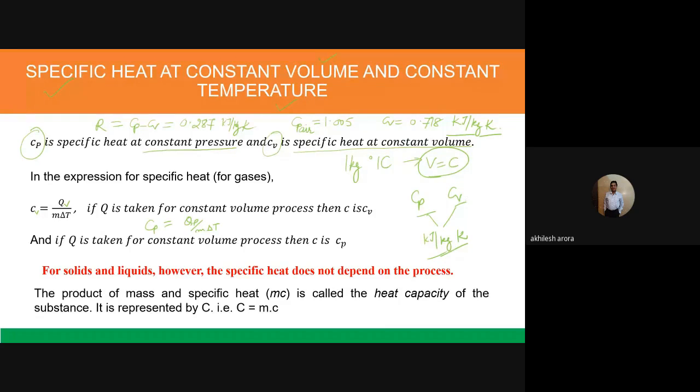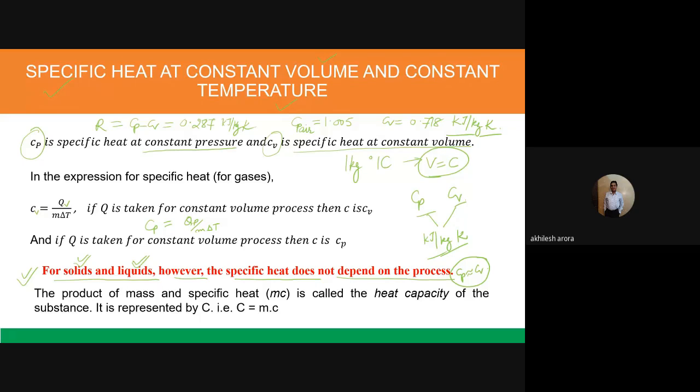Now this is very, very important for solids and liquids. However, the specific heat does not depend on the process. Okay, for solids and liquids, in that particular case, there is no effect of the pressure actually. So here we say that Cp and Cv are nearly the same. And if you see the values for water also for the specific heat, whether it's a constant pressure or a constant volume, you will find that the specific heat is the same in both cases.